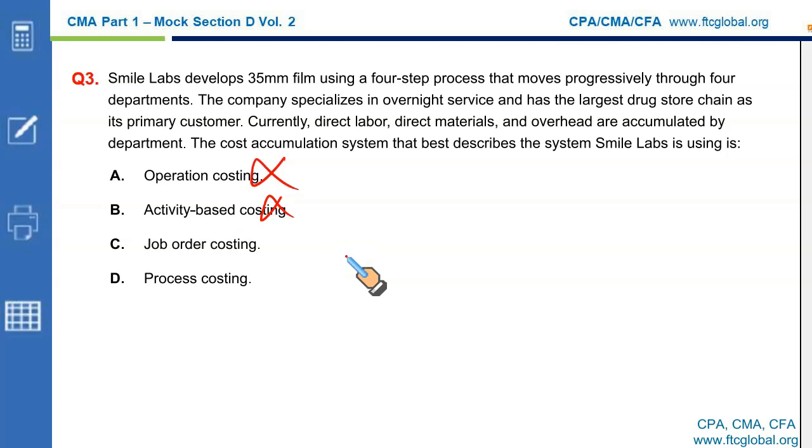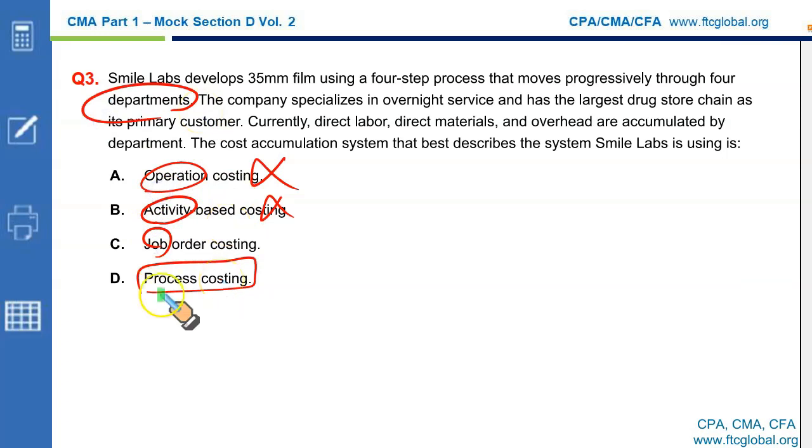So the most appropriate option is going to be process costing. In process costing, costs are accumulated by departments, by processes, not by jobs, not by activities, not by operations. So without doubt, this is our correct option.